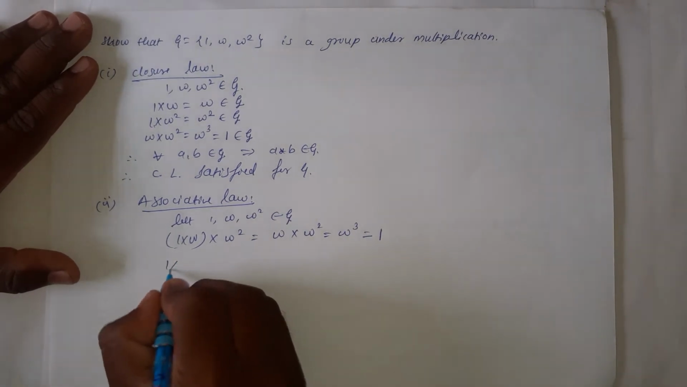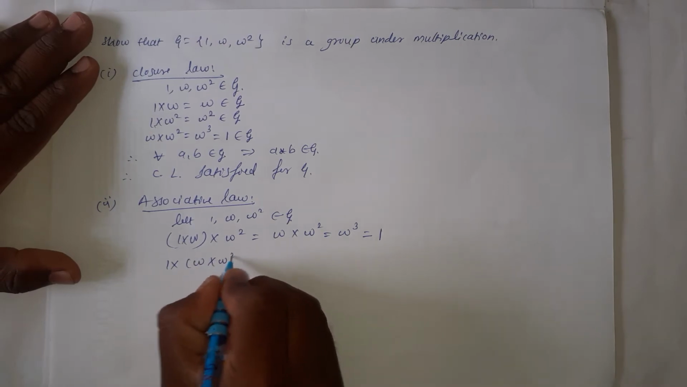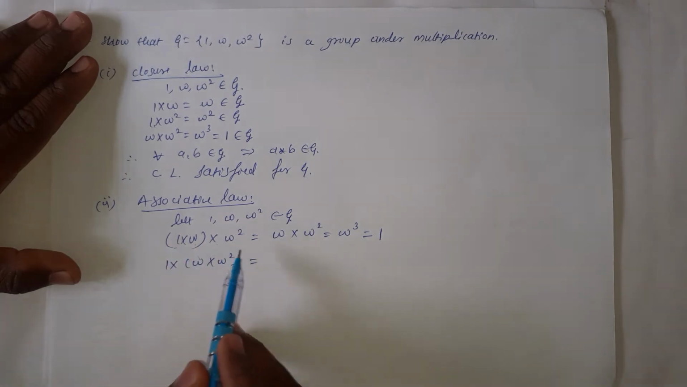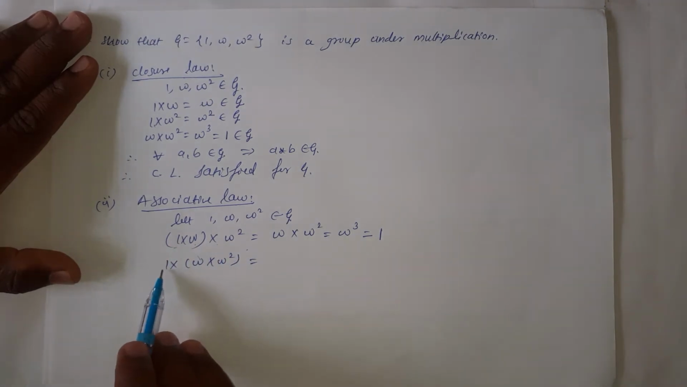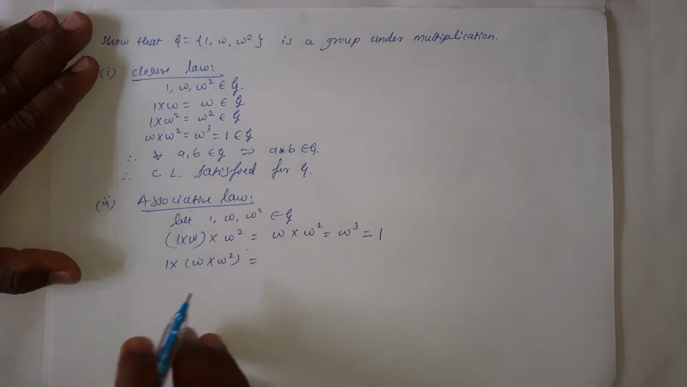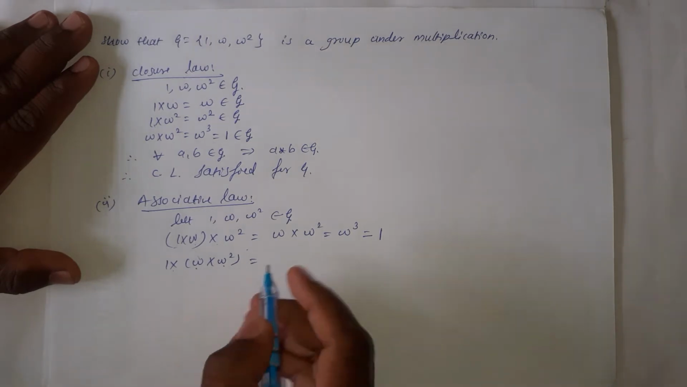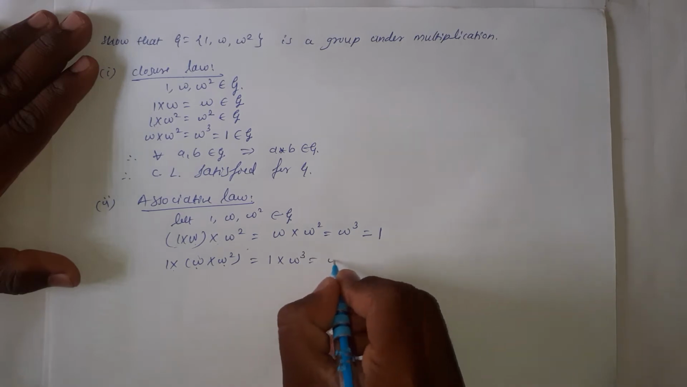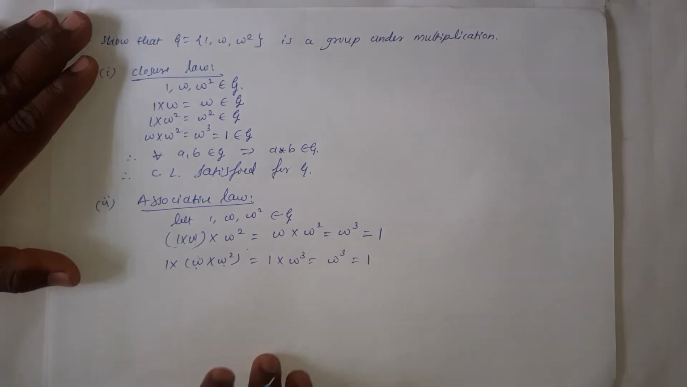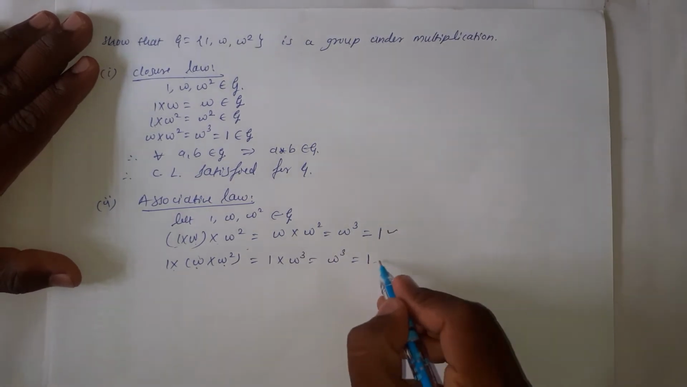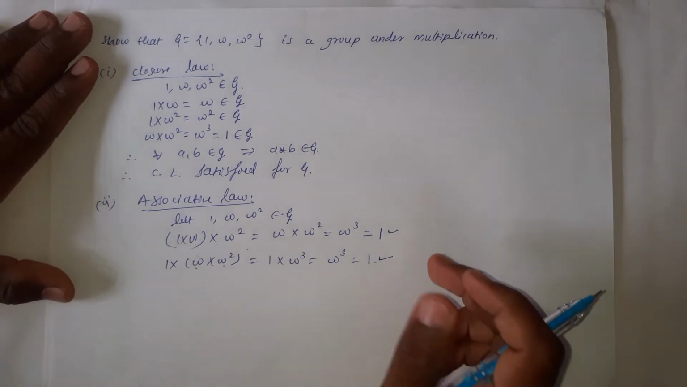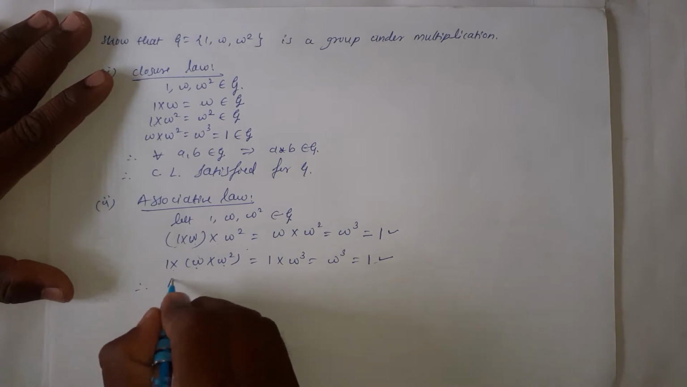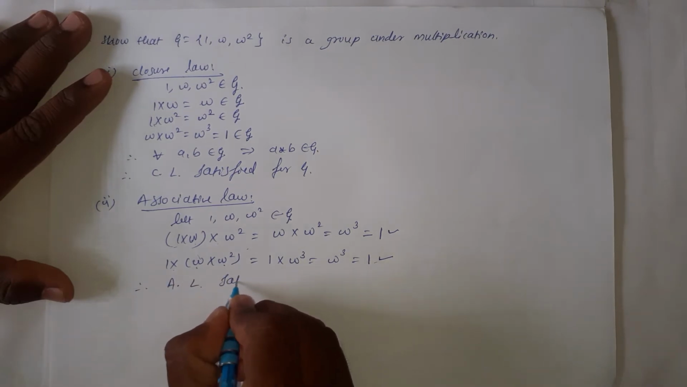Then 1 into omega square, this one is the LHS part, that is 1 into omega square. Then the RHS part is 1 into omega square. Here omega into omega square is omega cube, then 1 into omega cube is equal to omega cube, that is equal to 1. Therefore LHS and RHS are giving the same value, hence these two results are same. So associative law is satisfied.